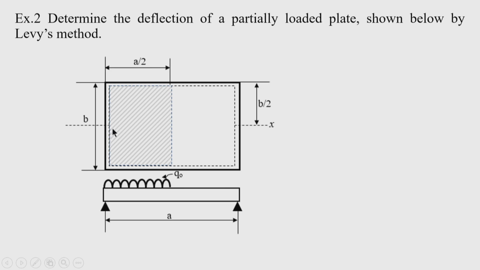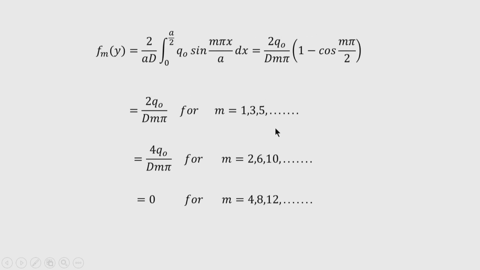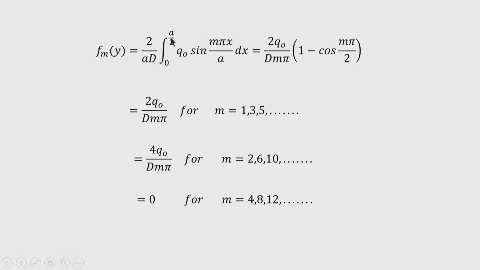Now, again you can note here that the plate is symmetrical about the x axis. So, therefore, I write this equation with the symmetric terms again. So, symmetric terms are taken, and W_p is the particular integral. Here W_p is obtained as the integral of 2 by a D into q naught sin(m pi x by a) dx, but because of the presence of the load only up to the middle portion of the plate, the upper limit of the integral is changed to a by 2.